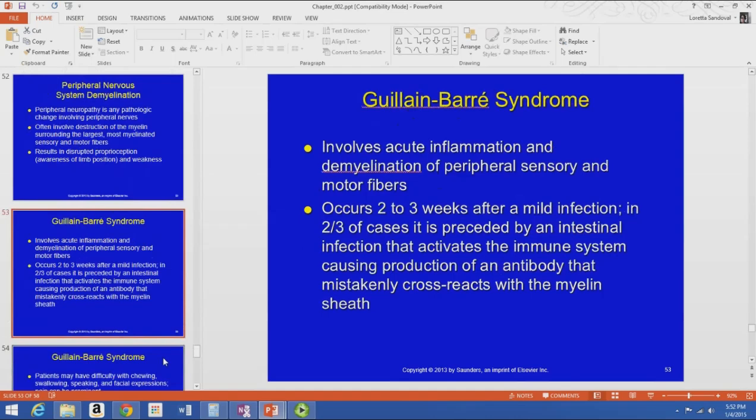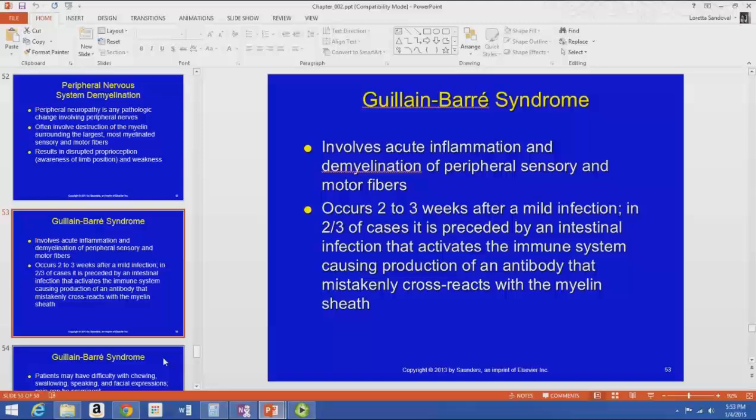So Guillain-Barré Syndrome is an acute inflammatory demyelination of peripheral sensory and motor fibers. It frequently occurs 2 to 3 weeks after a mild infection. In 2/3 of cases, it's an intestinal infection that activates the immune system, causing production of an antibody that mistakenly reacts to the myelin sheath and breaks it down. So it's an autoimmune disorder. We will find, as we go through this, a lot of neurological disorders are being found out to be autoimmune disorders. So our immune system protects us, but it can also damage us.